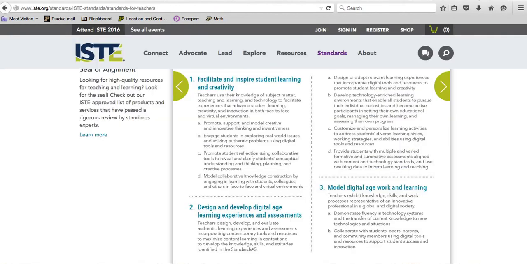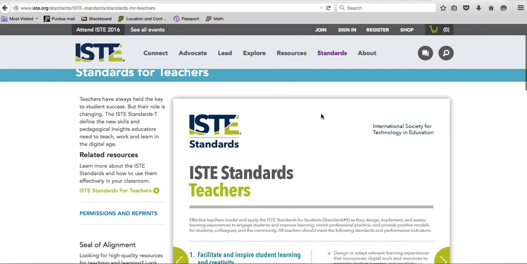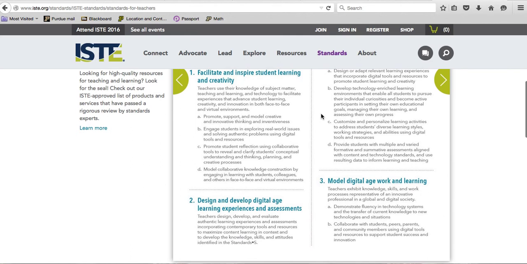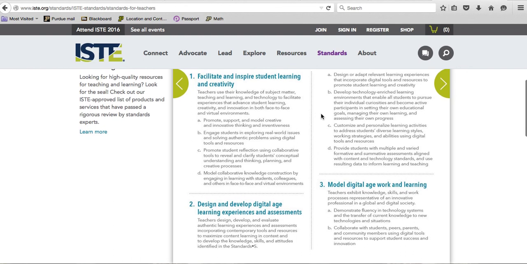And all of these different activities that I've come up with are under the ISTE standards for teachers. And these are really important. Integrating these into your classroom is vital in order to develop these 21st century skills and digital literacy, making your students the most successful that they can be in this digital world.